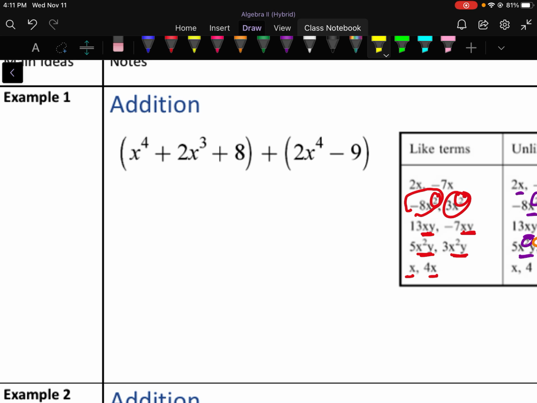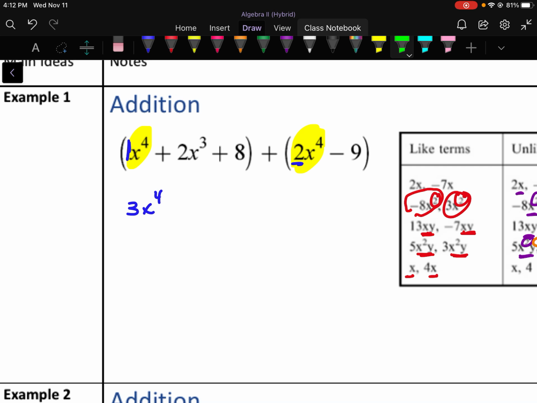So with example number 1 here, we're doing addition. If you look at x to the 4th here and 2x to the 4th, those are like terms, so you can add them. Now, the thing you got to keep in mind here is that the exponents don't change when you add or subtract. The coefficients are the only thing you're adding. So we have a 1 out front here and a 2 here. So 1 plus 2 is 3x to the 4th.